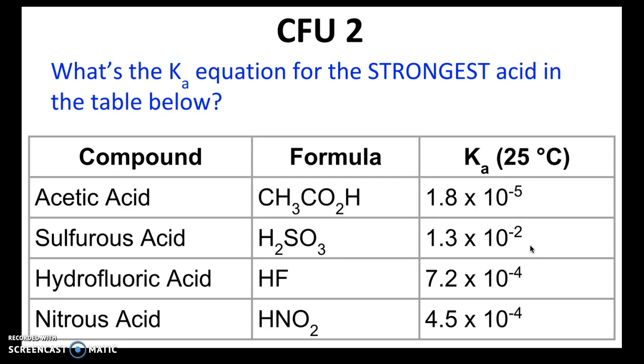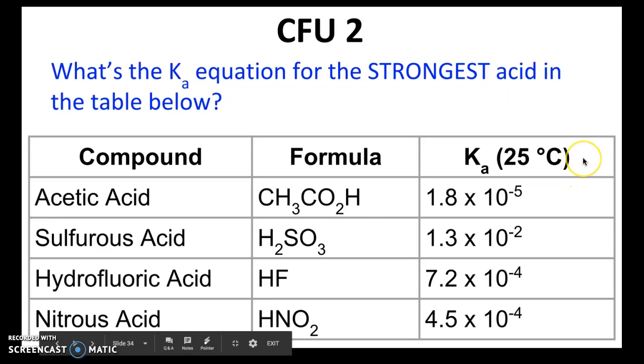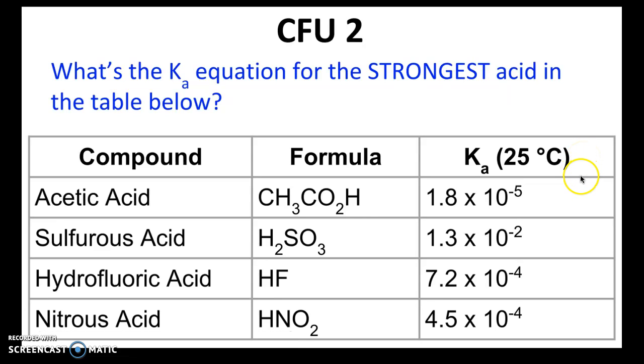You're going to write K for the equation for the strongest acid in the table below. So just like in the previous CFU, you're going to compare their Ka's to figure out which one's the strongest. Once you know which one's the strongest, you're going to write the Ka expression for it. Pause the video now. When you press play again, the answer will be revealed.